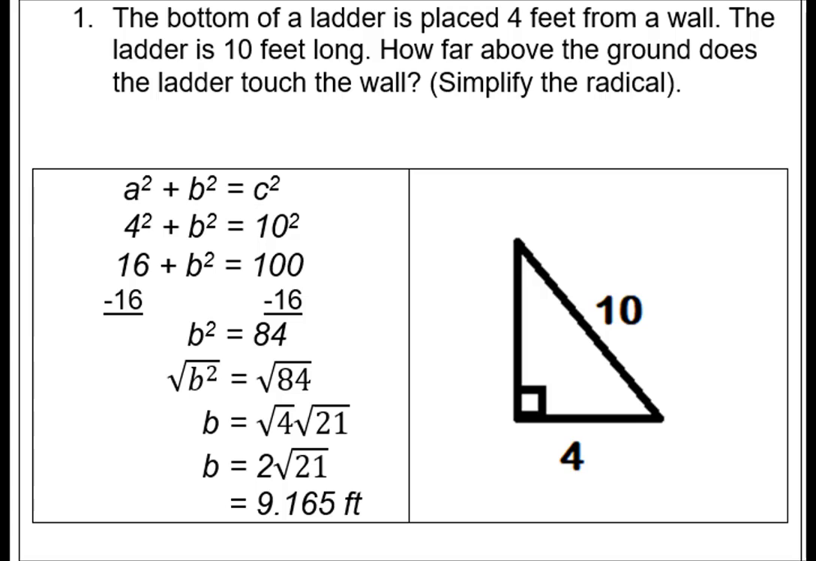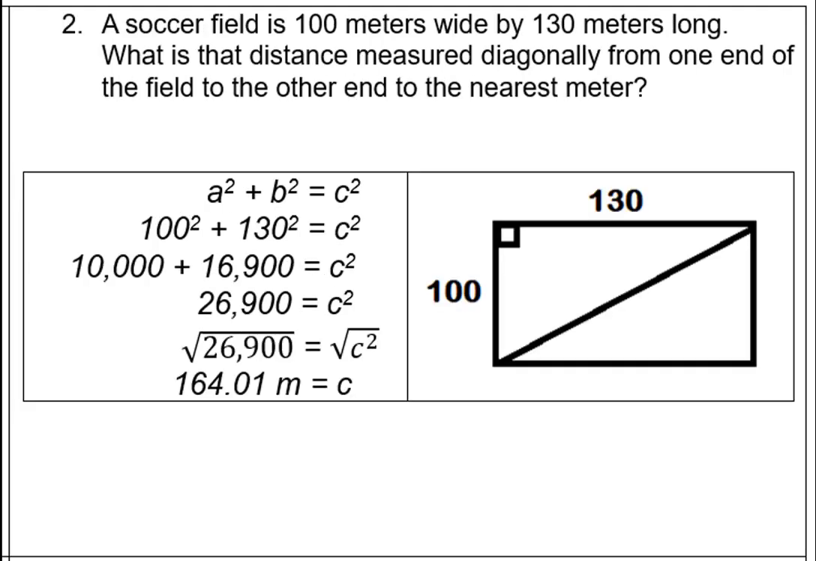Let's move on to another scenario, something you might encounter on a soccer field. Imagine a soccer field that is 100 meters wide and 130 meters long. A pretty big field. How could we figure out the distance across the field diagonally? Like if you were standing in one corner and wanted to run to the opposite corner. Exactly.